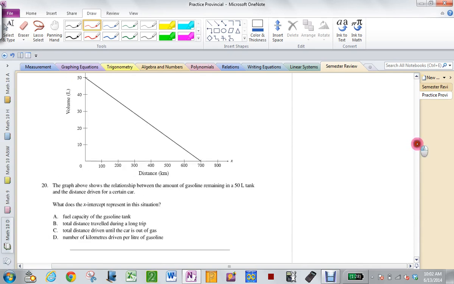The above graph represents the relationship between the amount of gasoline remaining in a 50-liter tank and the distance driven by the car. What does the x-intercept mean? The x-intercept right there. What does that mean? That means I've gone 700 kilometers and my gas equals zero. So that must mean that it is the total distance driven by the car.